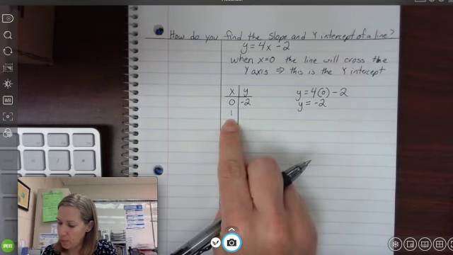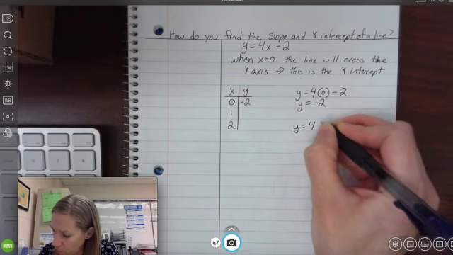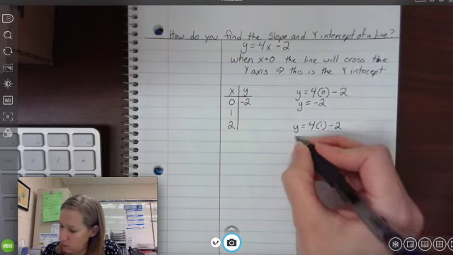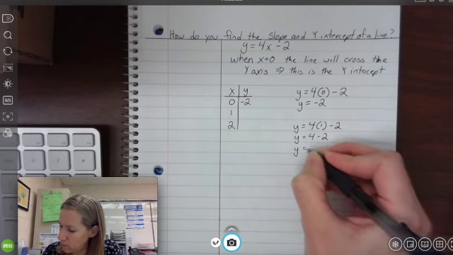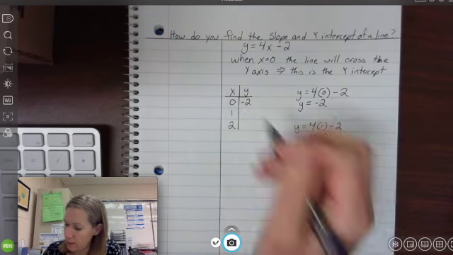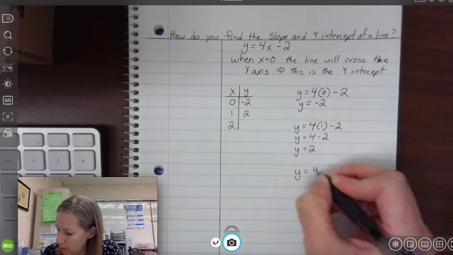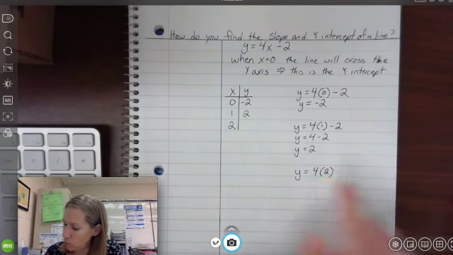Now let's go ahead and put in 1. So y equals 4 times 1 is 4, minus 2 is 2. So when x is 1, y is 2. Let's put x as 2.